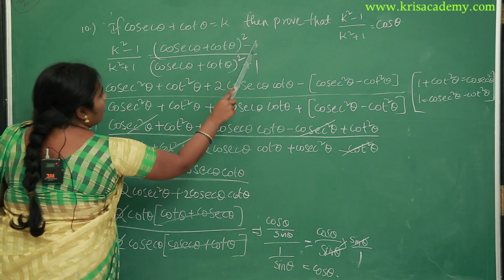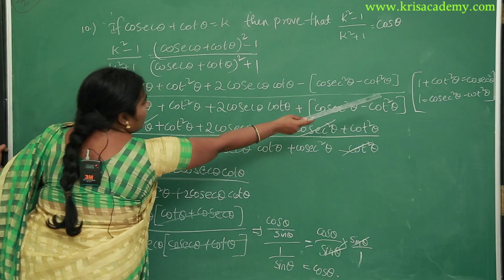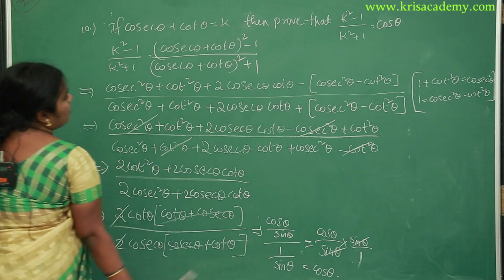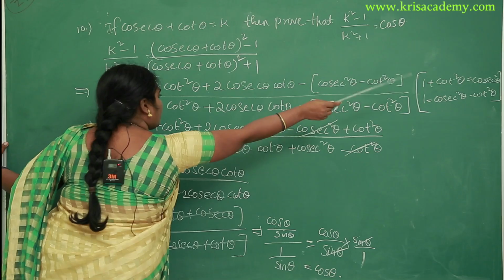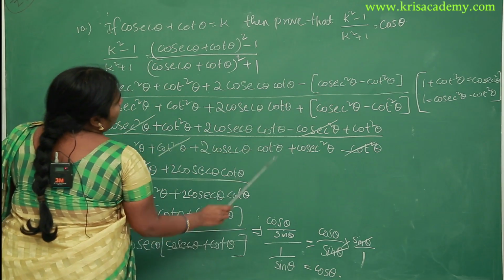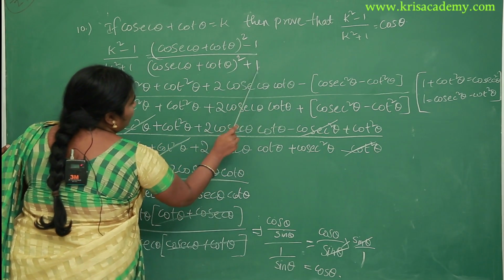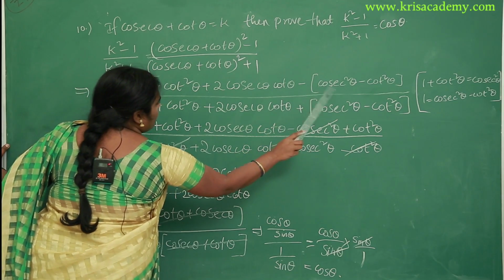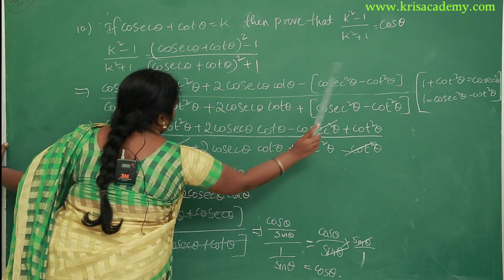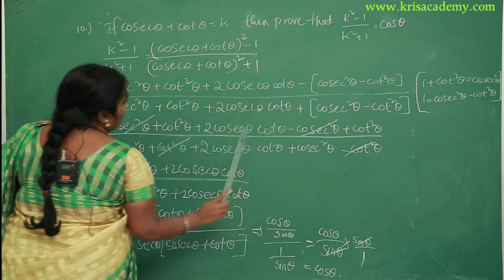Now our question is how to convert. We have the trigonometric identity 1 plus cot square theta is equal to cosecant square theta. Plus cot square, we take to that side, minus cot square. So wherever 1 is there in both numerator and denominator, keep it in brackets and write cosecant square theta minus cot square theta, in both numerator and denominator.